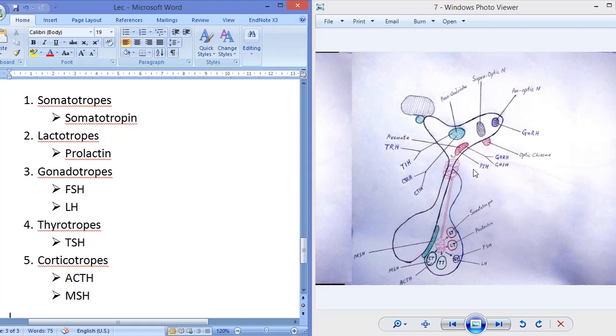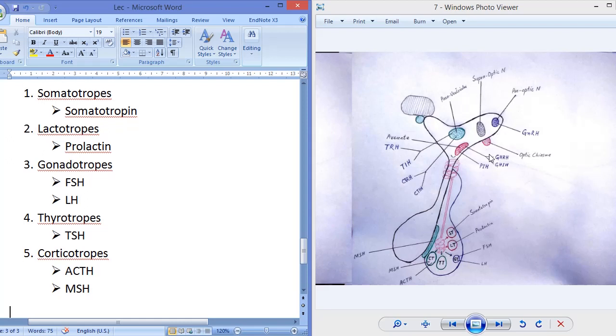Before going to the detail, you should also know that the releasing hormone and inhibitory hormone are secreted into a structure inside the hypothalamus. That structure is called the median eminence. All the releasing and inhibitory hormones are firstly secreted into the median eminence. From the median eminence, that is transferred to the primary hypophyseal capillaries. From the primary hypophyseal capillaries, they are transferred to the secondary and then to the respective cells.